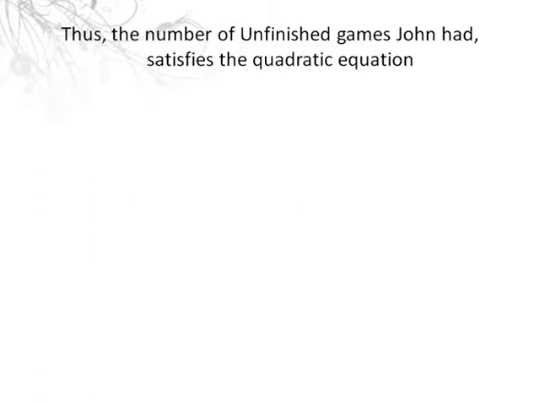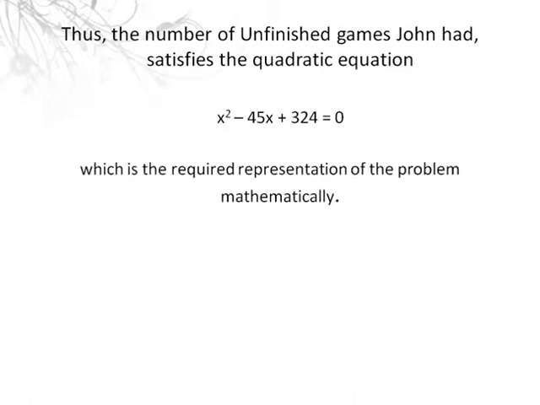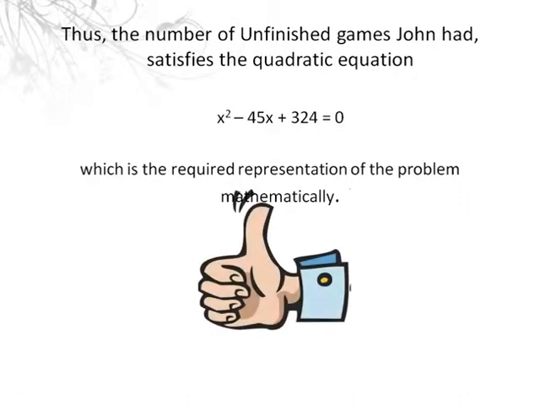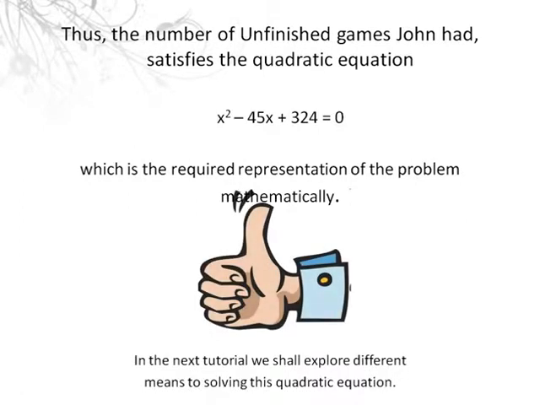Thus, the number of unfinished games John had satisfies the quadratic equation x square minus 45x plus 324 equal to 0, which is the required representation of the problem mathematically. In the next tutorial, we shall explore different means to solving this quadratic equation.